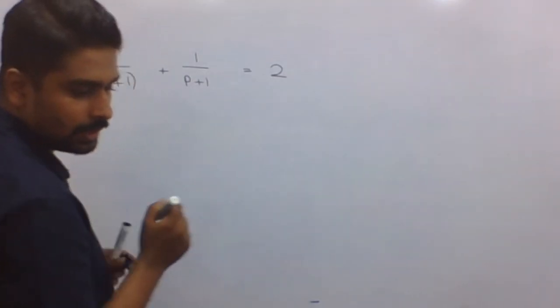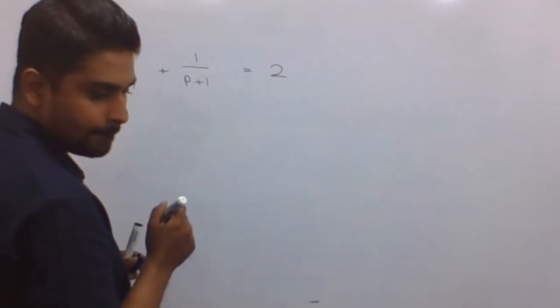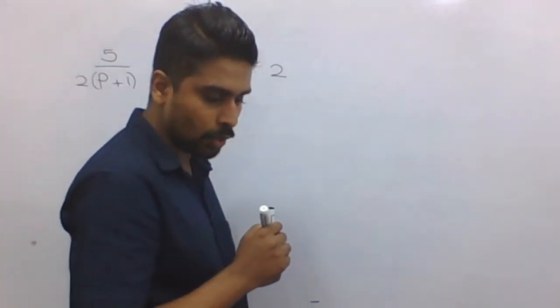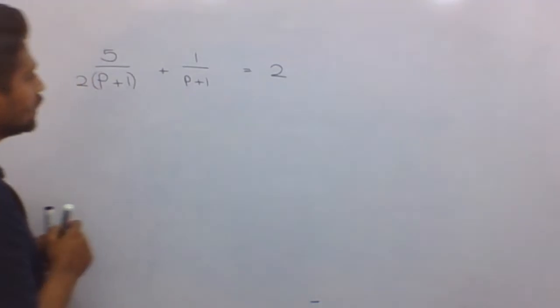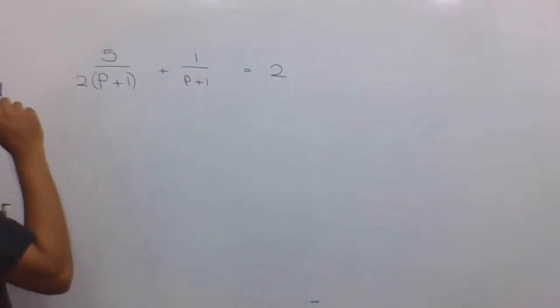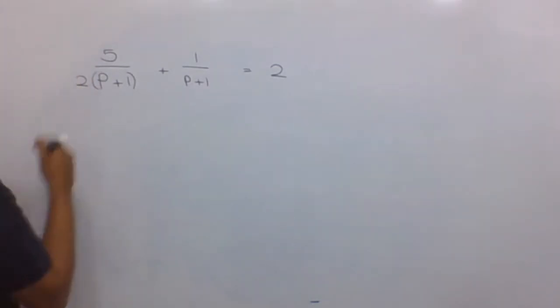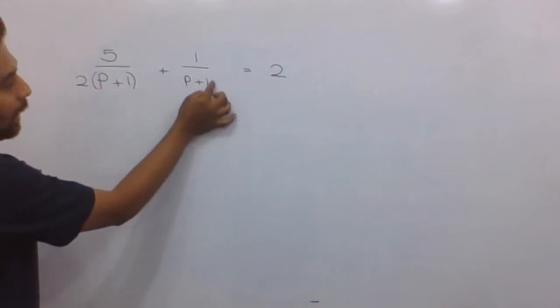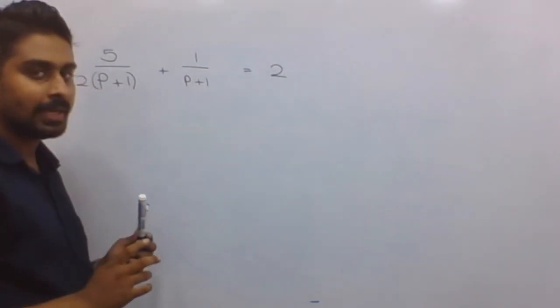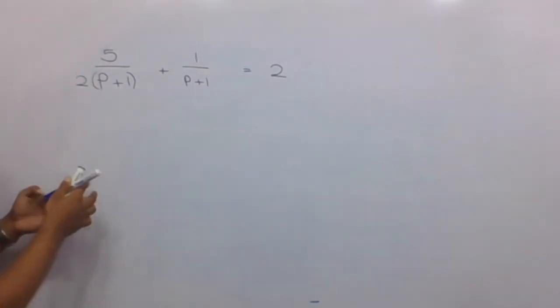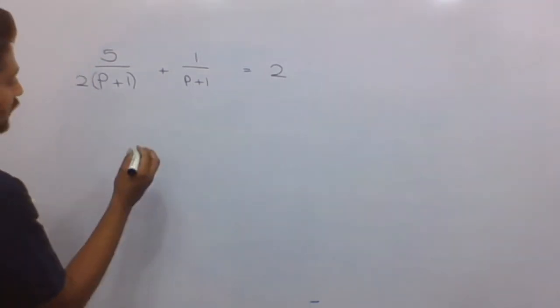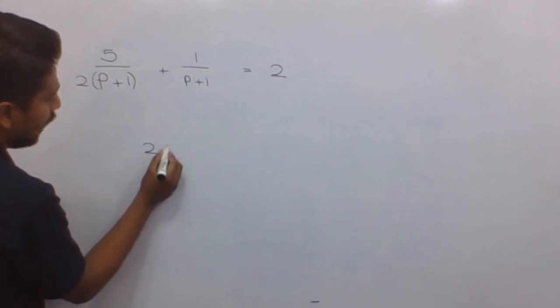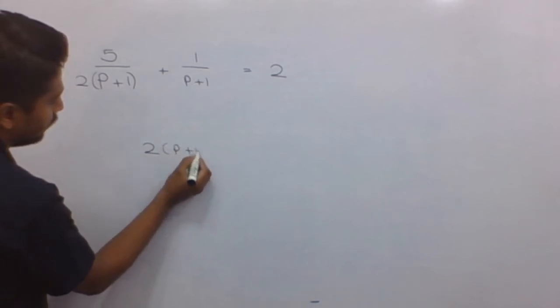Right, in this question you don't have the common denominator. So I'm going to write the common denominator here. So what is it? The common denominator is 2 and p plus 1. Why? Because this part you can multiply by 2 and make it. So the actual common denominator is 2 and p plus 1.